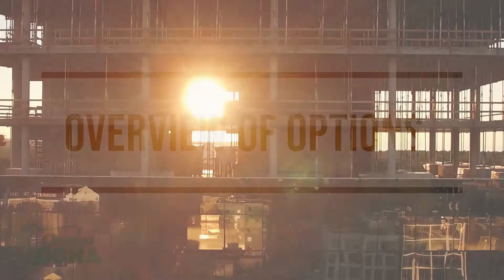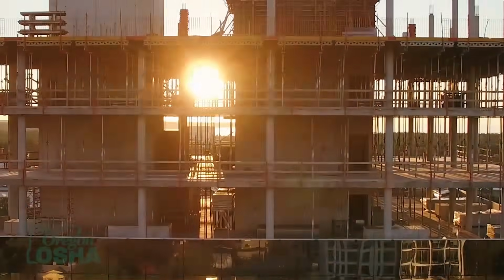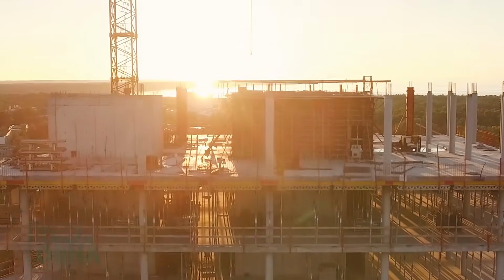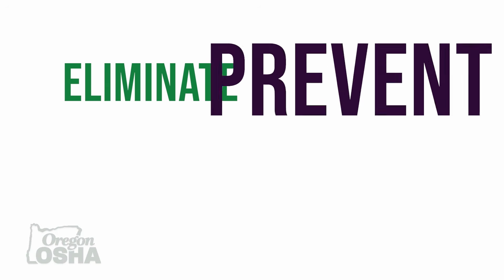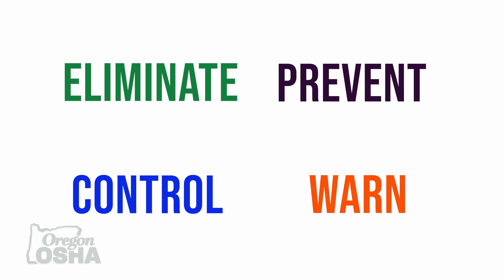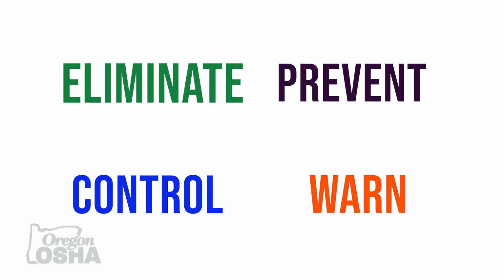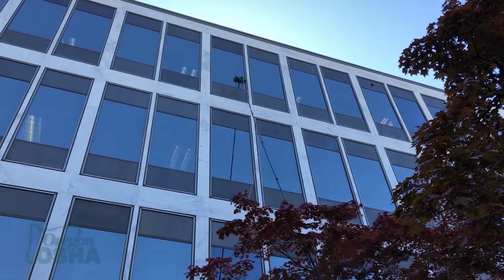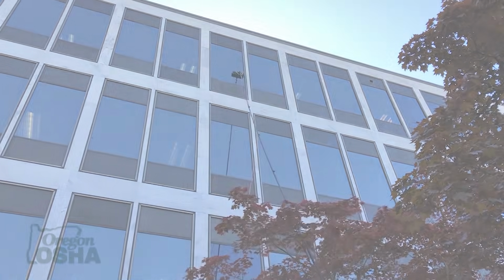Once you've identified potential fall hazards, you need to select the appropriate solution. At a basic level, fall protection methods can be grouped into 4 strategies. These are eliminate, prevent, control, and warn. Let's take a minute to explain what these mean. When you discover a situation where workers can be exposed to fall hazards, the first strategy to consider is eliminating the exposure to the hazard.